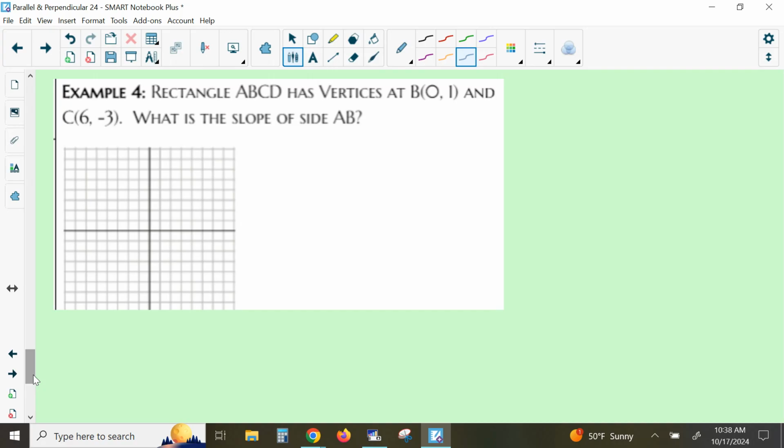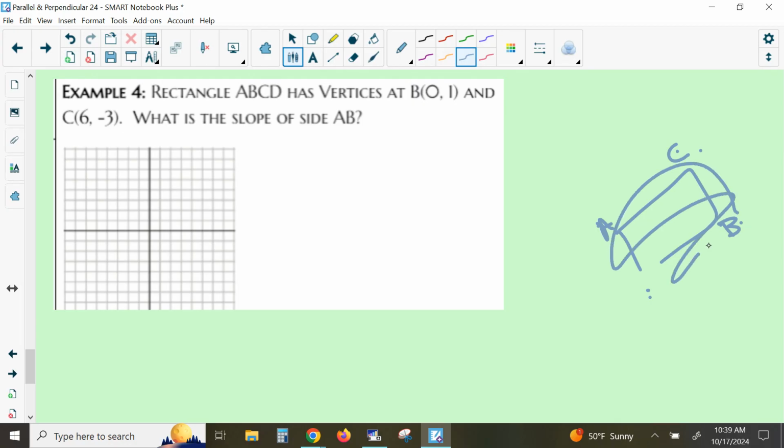Okay, so it says rectangle ABCD. Now, just so you know, when you name a rectangle, just like when we named an angle, you have to name it in order. It doesn't matter if you go clockwise or counterclockwise or where you start, but you can't be all zigzaggy around. So if I have a rectangle, I can name it like A, B, C, D. Or I could go A, D, C, B. I cannot go A, C, B, D. That is not in order. Does that make sense? Okay.